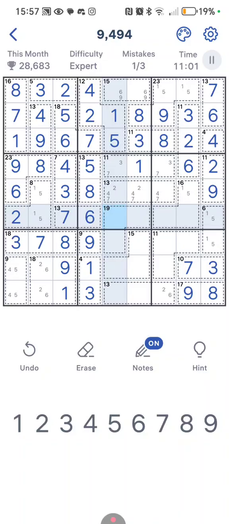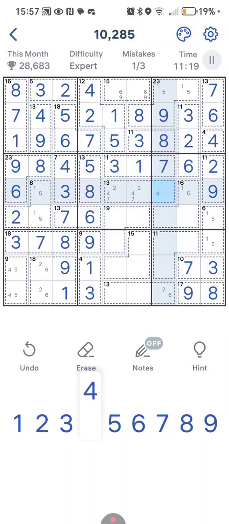Can't be a 3. So 3 can either go here or here. We know it can go there, but if it goes here, this would become 16, and it can't be 16 because you can't put 7 or 9 into this. So that means it can't be 3. Let's go back to 3. This is 3.